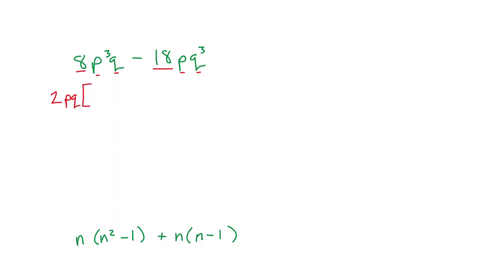If I take that out, then I'm left with 8 divided by 2 is 4, p cubed divided by p is p squared, q divided by q is 1, minus 18 divided by 2 is 9, p divided by p is 1, and q cubed divided by q is q squared.